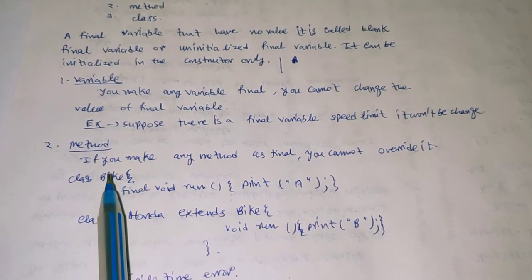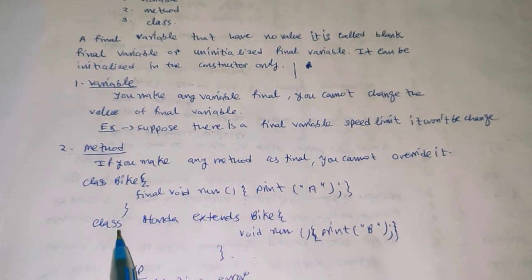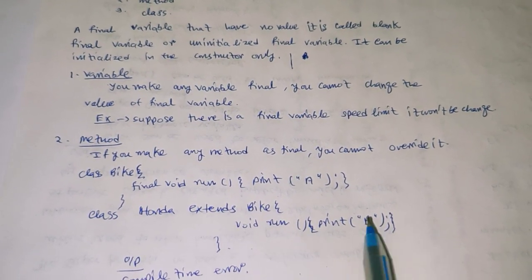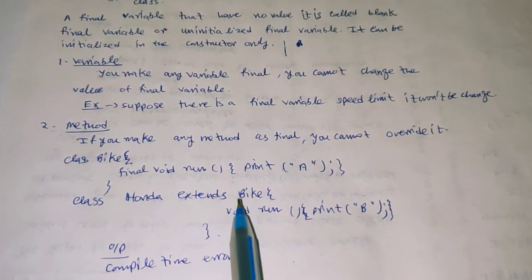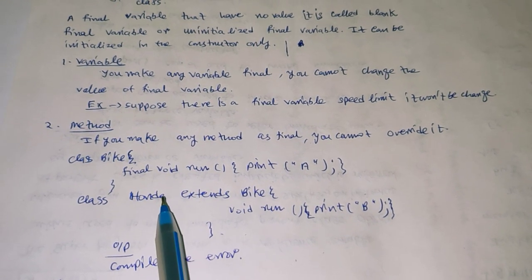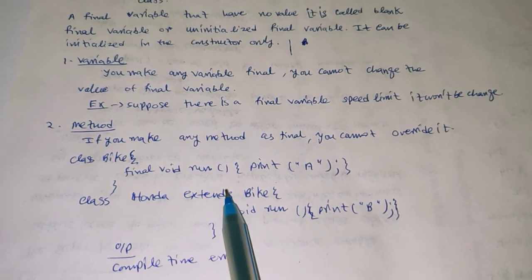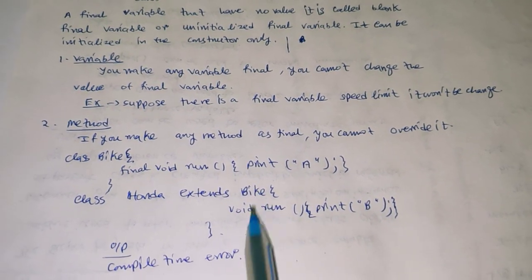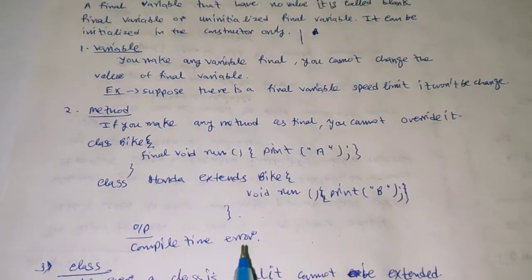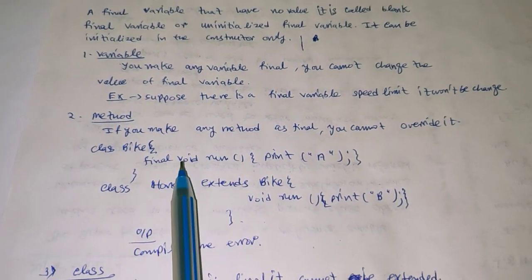Class bike is an example, and inside that is a final void run method that prints a. Class Honda extends bike, which means it is the child class and bike is the parent class. Void run prints b. Whenever we create an object, writing Honda h equal to new Honda and h dot run, this will create a compilation error. So our output is the compile time error, because it is a final method and a final method cannot be overridden.